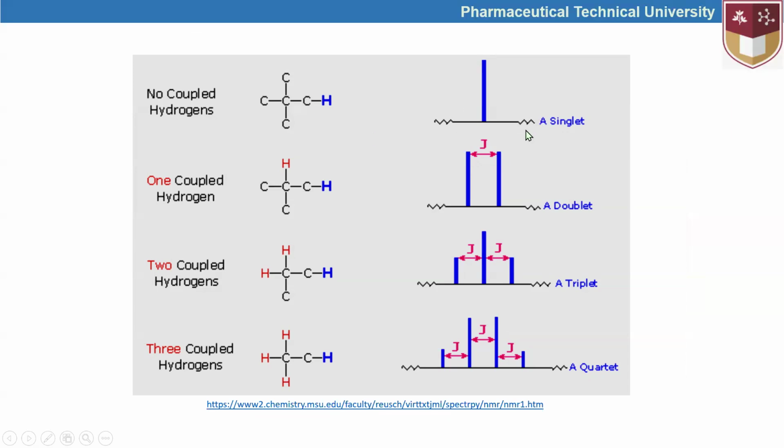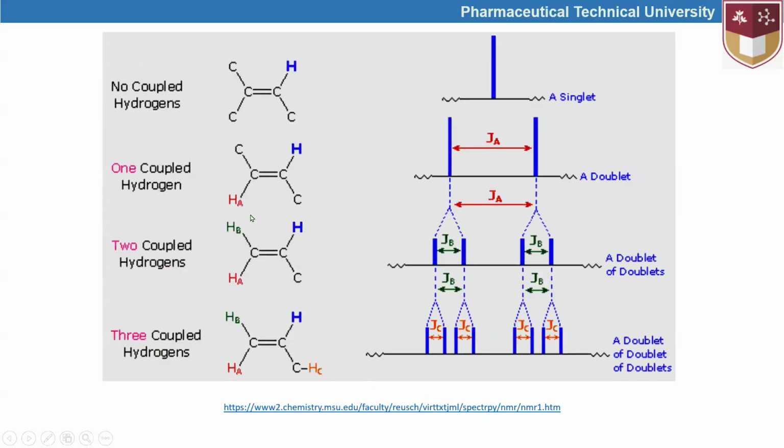It means this is a singlet signal. Okay, one coupled hydrogen develops a doublet, because it has one adjacent hydrogen, and a triplet has two adjacent hydrogens. And when we have a quartet, it means this hydrogen is linked to a carbon, which is linked to another carbon that has three hydrogens, and we call those three hydrogens adjacent hydrogens.